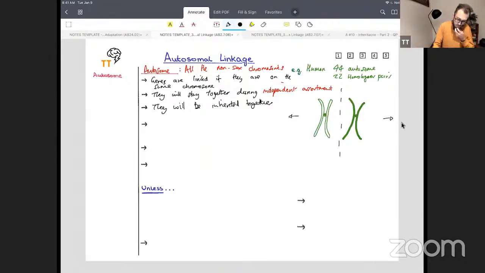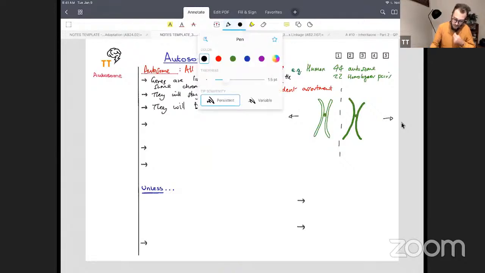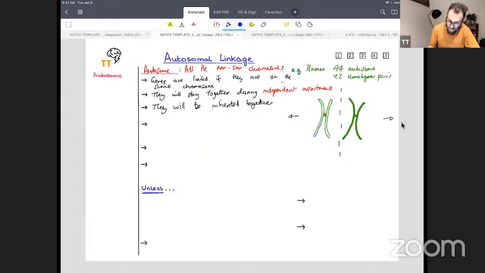So let me draw some alleles on here. Let's say this organism is heterozygous for T and R. I think we use T and R from our examples so far, so I'll try and be consistent. So it's big T, little t. I've used red for my R's, so I can put that in red. And then big R, little r.